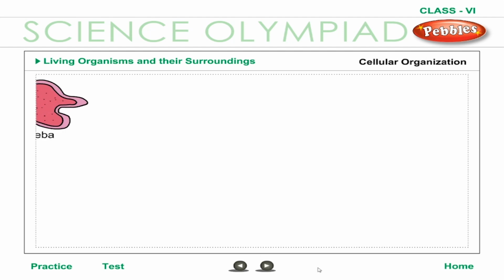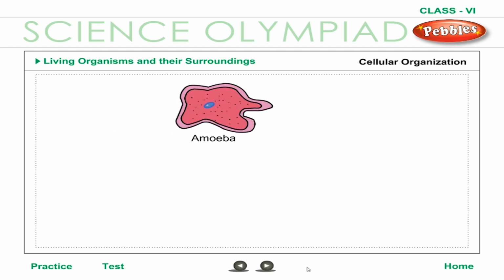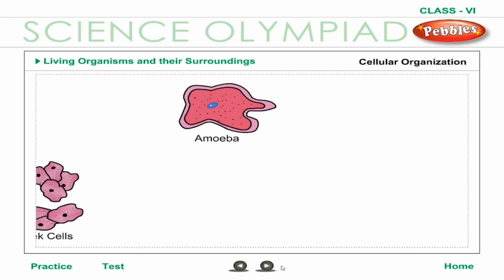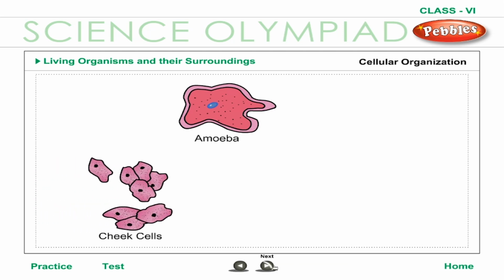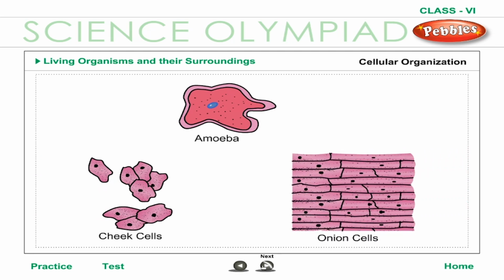Cellular organization. All living things are made up of cells. A cell is the basic unit of life. Some living things consist of only a single cell. For example, amoeba, yeast, and bacteria. Such living things are called unicellular organisms.